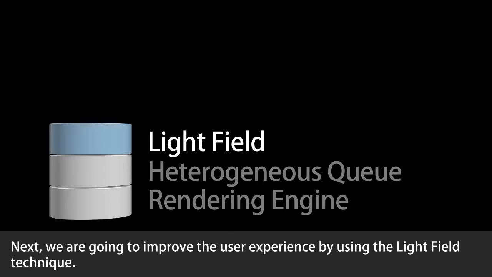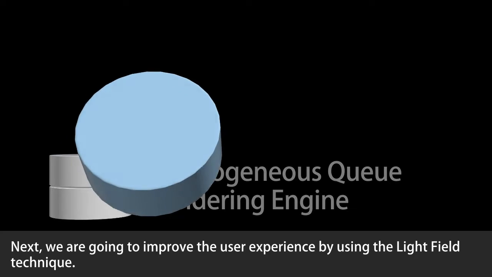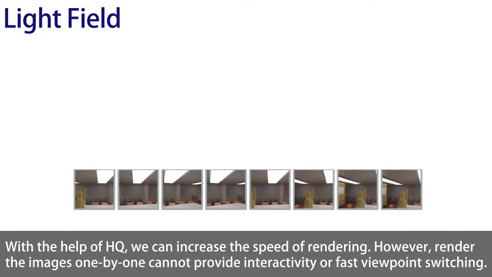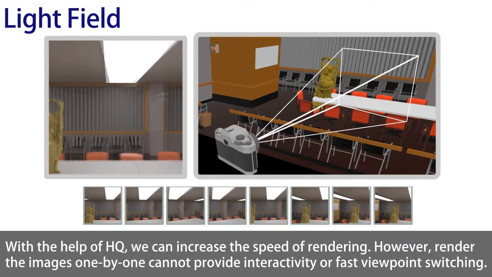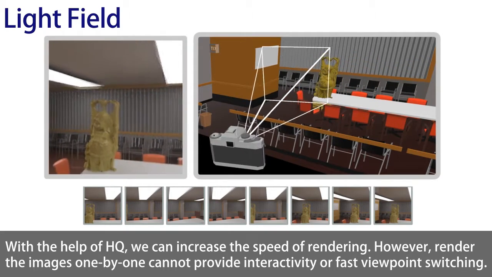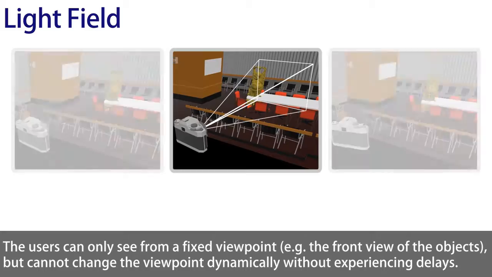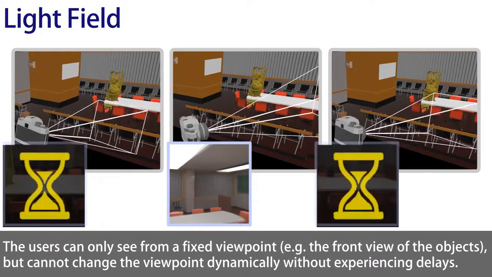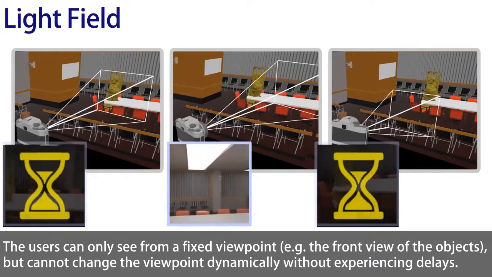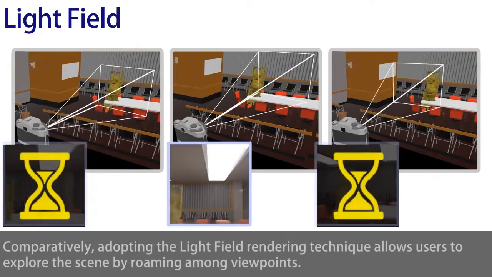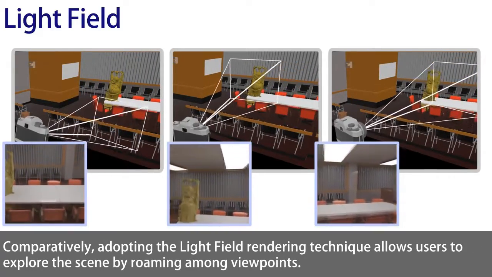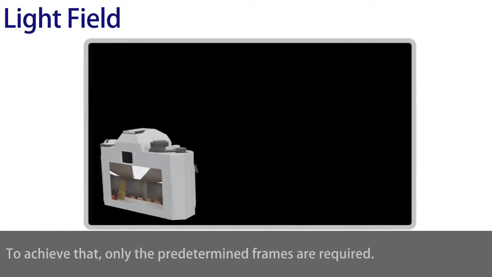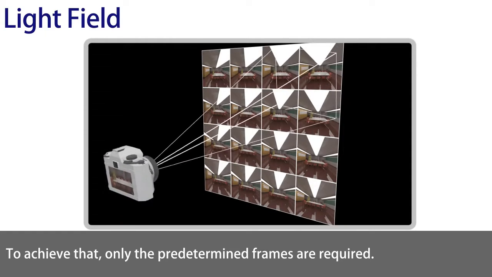Next, we are going to improve the user experience by using the light field technique. With the help of the heterogeneous queue, we can increase the speed of rendering. However, rendering the images one by one cannot provide interactivity or fast viewpoint switching. The users can only see from a fixed viewpoint, for example, the front view of the objects, but cannot change the viewpoint dynamically without experiencing delays. Comparatively, adopting the light field rendering technique allows users to explore the scene by roaming among viewpoints. To achieve that, only the predetermined frames are required.